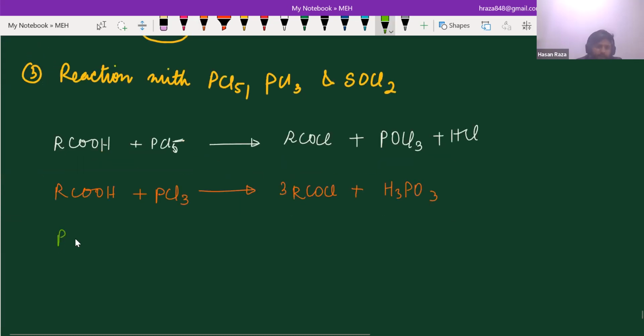And if you react this carboxylic acid with thionyl chloride, then you will get RCOCl plus SO2 plus HCl.